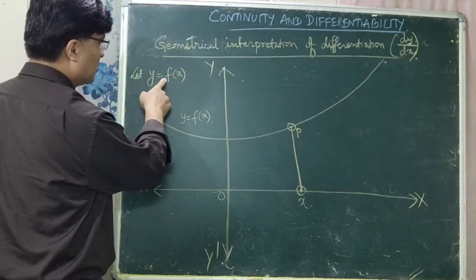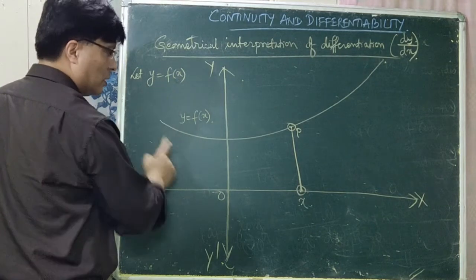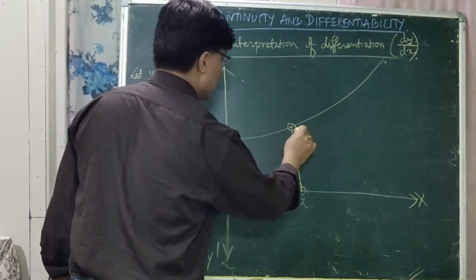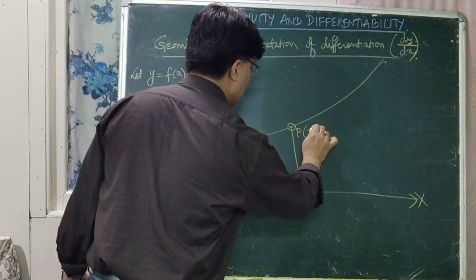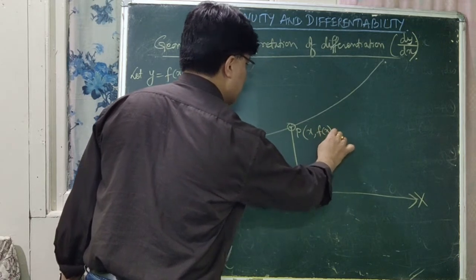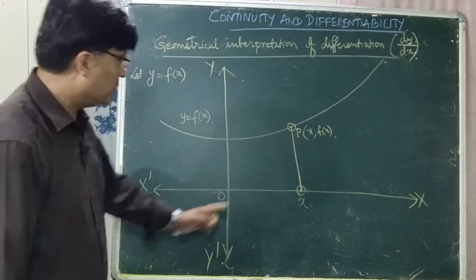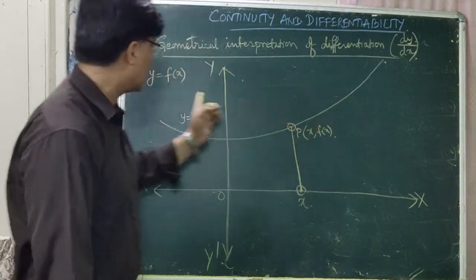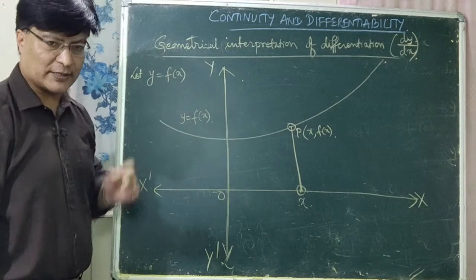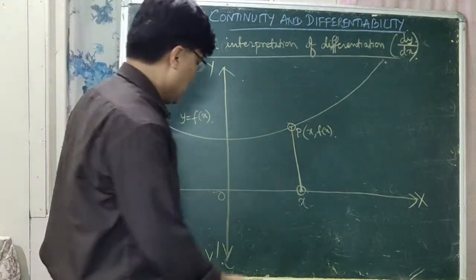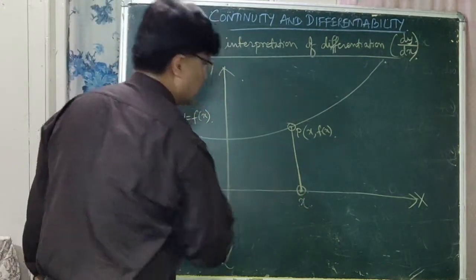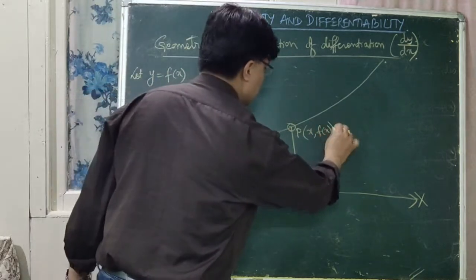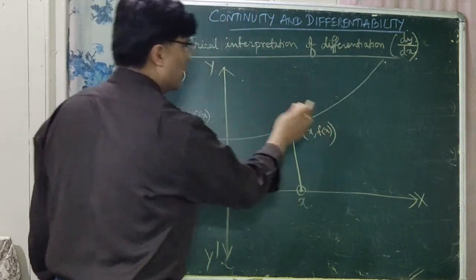So y is equal to f of x here. So what is this point P? This point P will be x comma f of x. If this point is x, this point will be x comma f of x according to y is equal to f of x, isn't it? This is your x, right? So the coordinates of P will be x comma f of x.